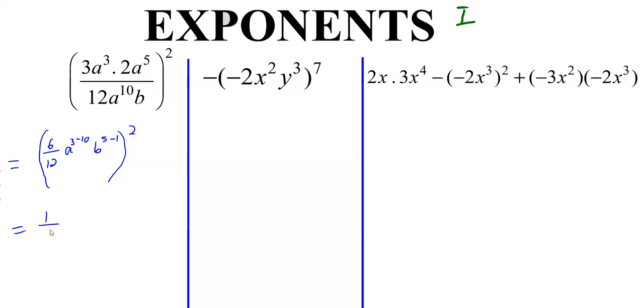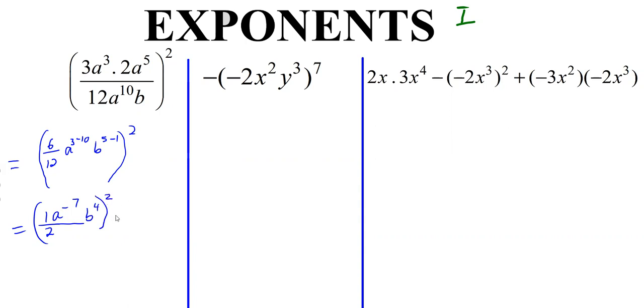It's going to give us 1 over 2, okay? We still have the power 2 outside here. Then here we're going to have 8 to the power 3 minus 7. It's going to be 8 to the power negative 7. Then here is going to be b to the power of 4.